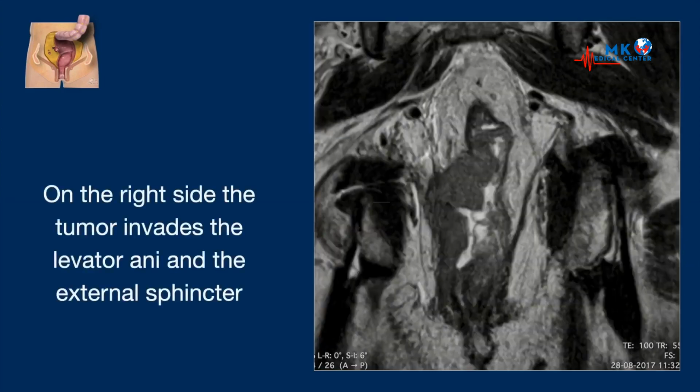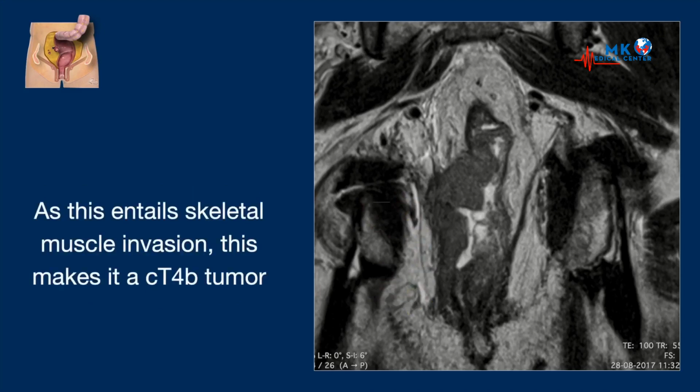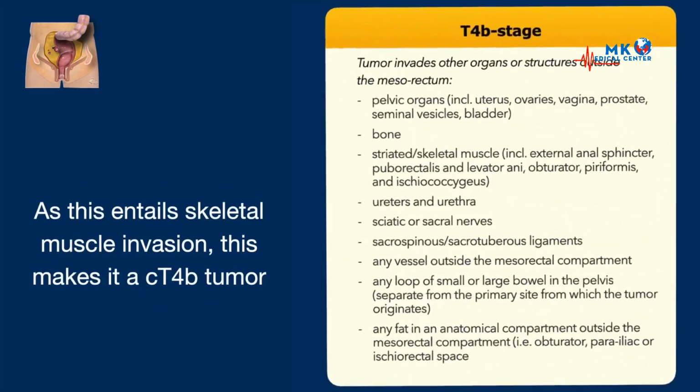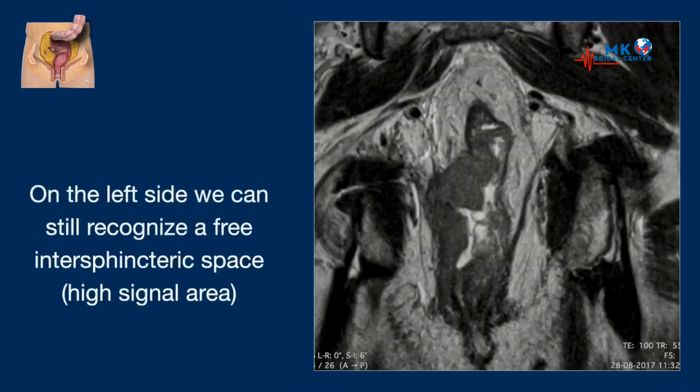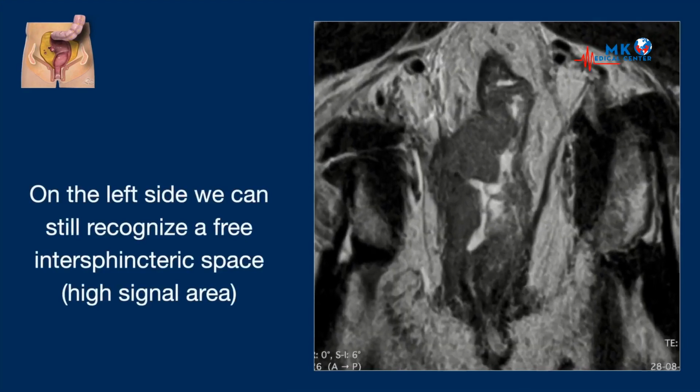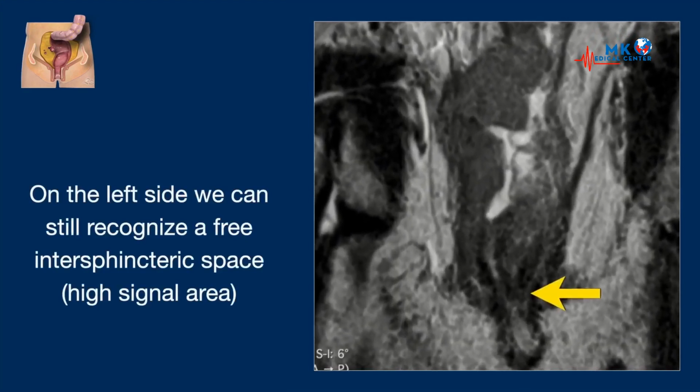On the right side, the tumor invades the levator ani and the external sphincter, as we can see here. This means that there is invasion of skeletal muscle, and this makes this tumor a clinical T4B, because T4B means invasion into pelvic organs, bone, but also skeletal muscle, like for instance here the puborectalis and the levator ani. On the left side, we can still recognize a free intersphincteric space with high signal.